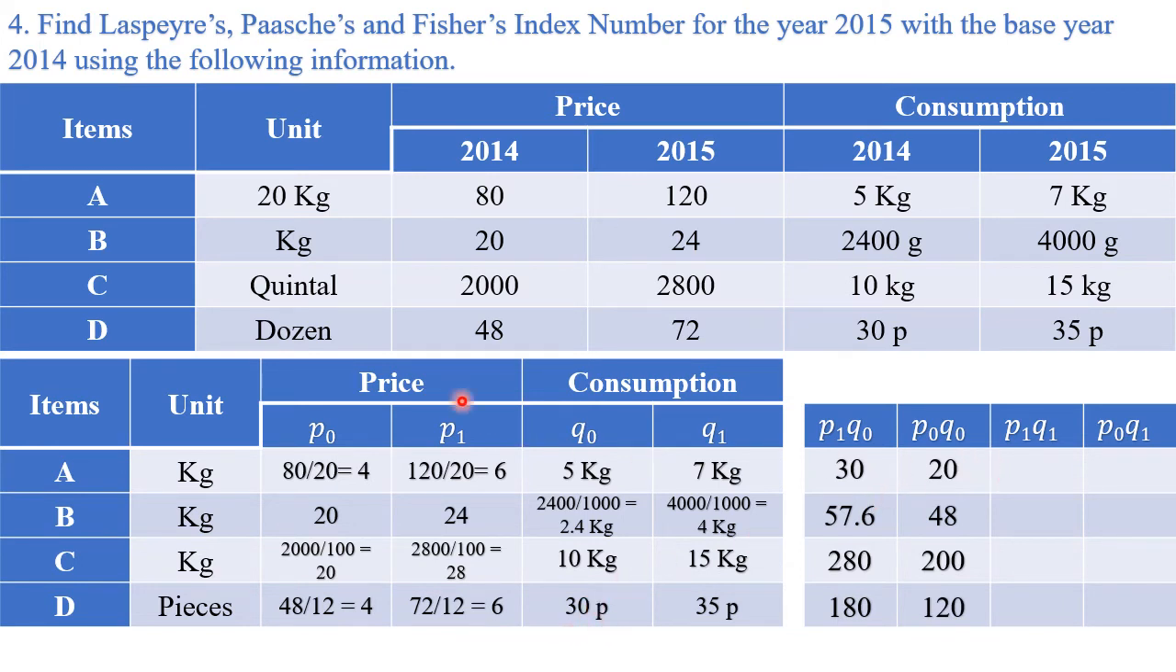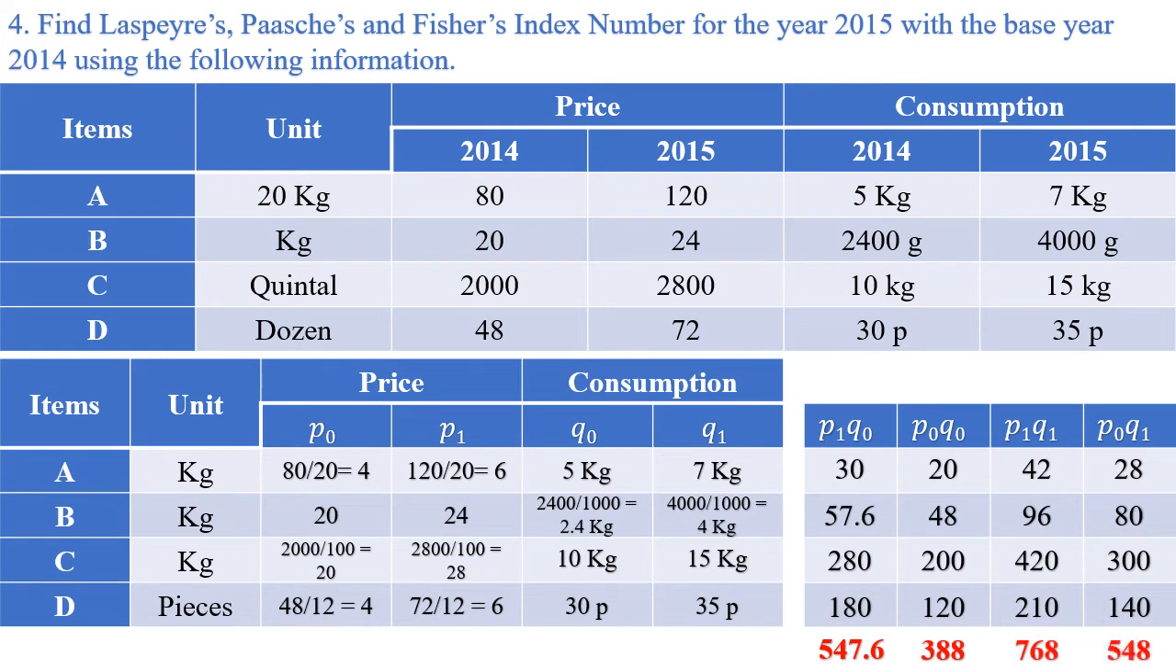P1Q1, so that is P1 and this is Q1. That's what we are going to multiply here. 6 7s are 42, 24 4s are 96, 28 15s are 420 and 6 35s are 210. And P0Q1, this is P0, this is Q1. So we multiply this. 4 7s are 28, 20 4s are 80, 20 15s are 300 and 4 35s are 140. Just make a total of all these 4 columns here, you get them in red.